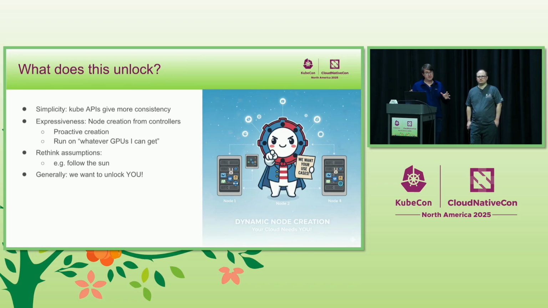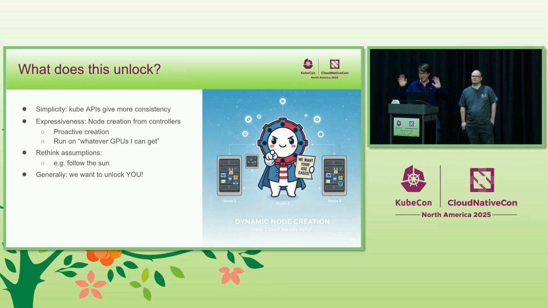We are very excited about the idea of, for example, proactive scaling or proactive creation of nodes, or running on whatever GPUs I can get. Like just spin up GPU nodes and I will make it work. I will split it up based on whatever I happen to get. That is a huge problem. Availability is a huge problem right now. And that's something which I think this really can solve today.